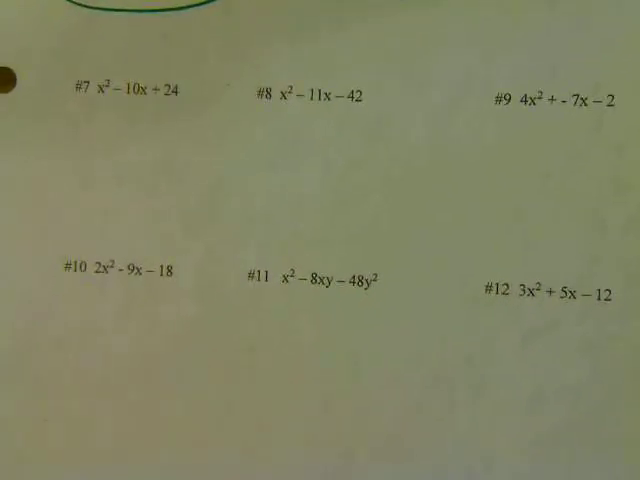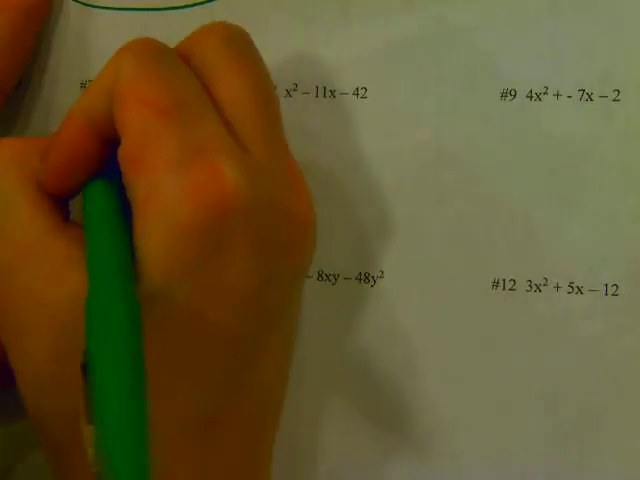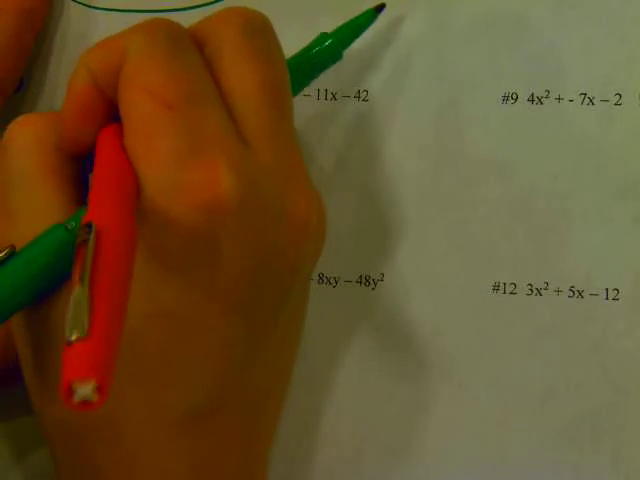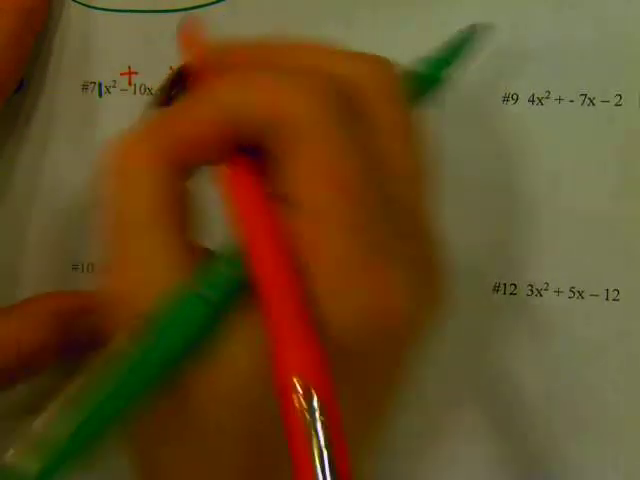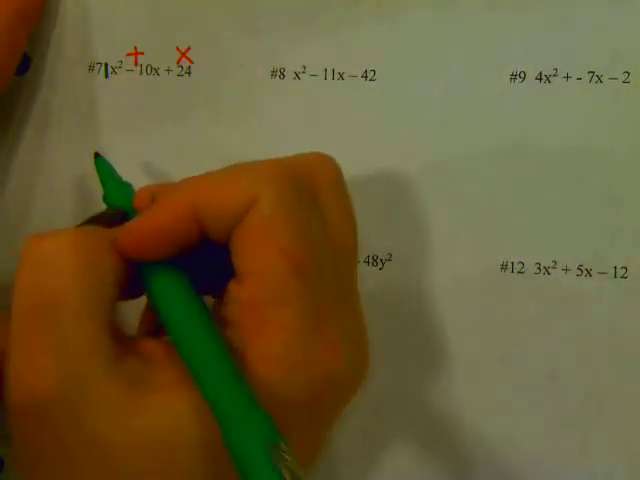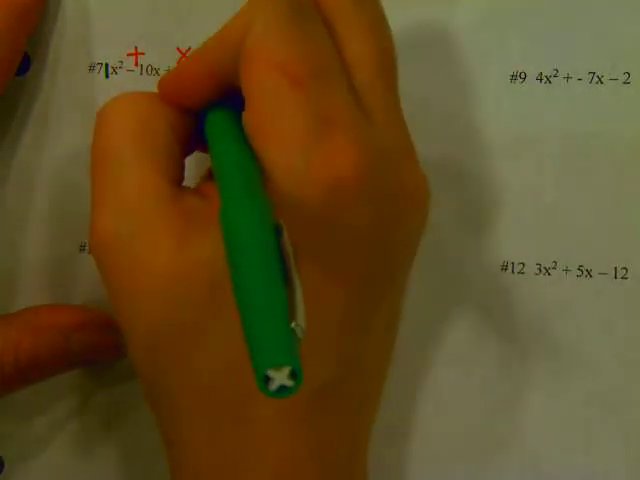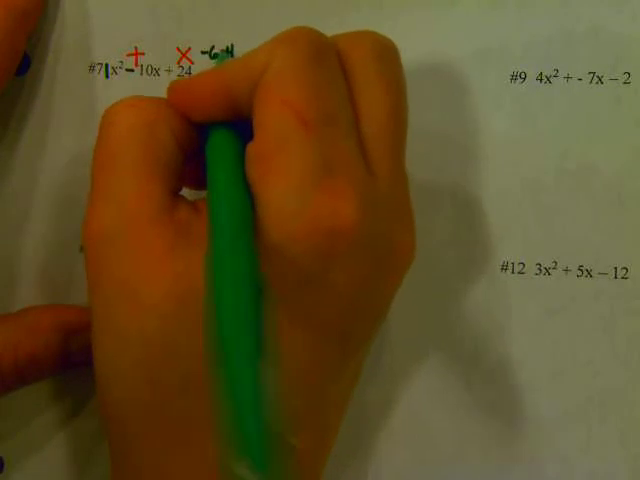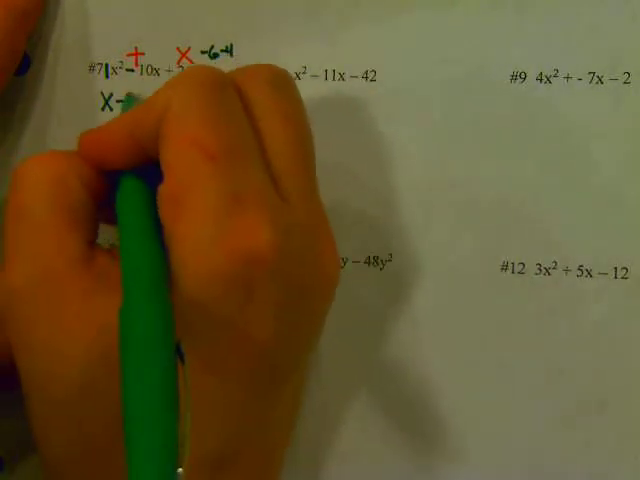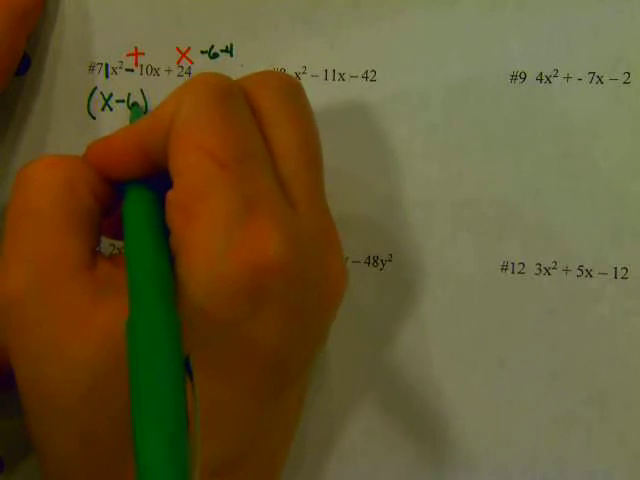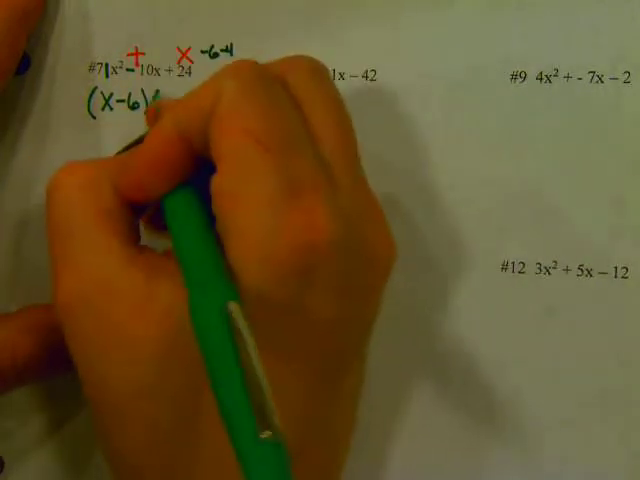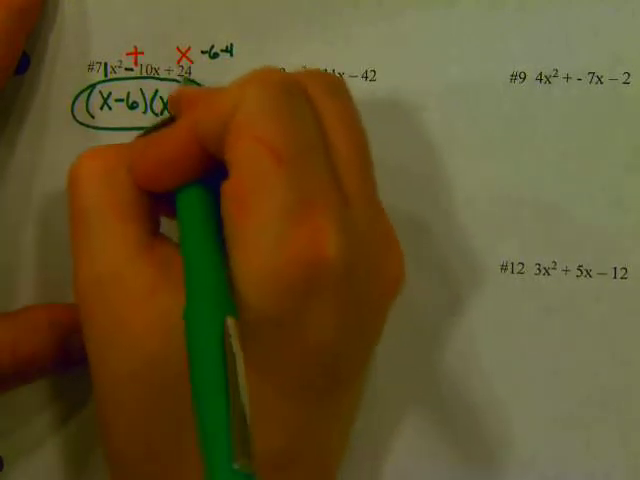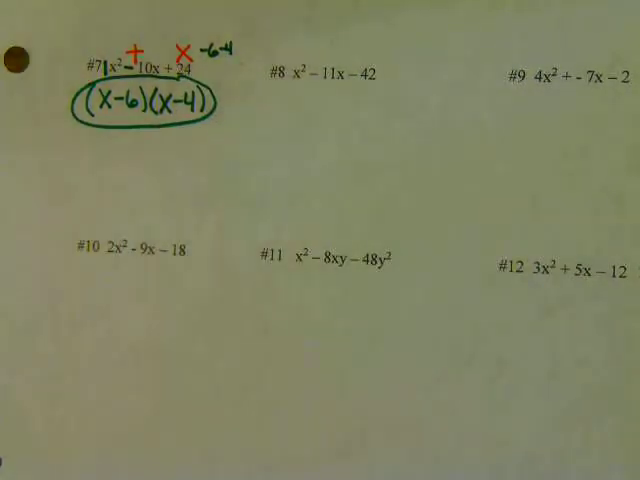Let's take a look at 7. Okay, again, the first number is 1, so you don't have to worry about GCF because I don't see all letters. So same thing, 2 numbers that add to negative 10 and multiply to 24. Well, the only 2 numbers I could think of are 6 and 4, and for them to add to a negative 10, they both have to be negative. So it looks like this in factored form, x minus 6, because you split up that x squared, and x minus 4. You could put the x minus 4 first, doesn't really matter.